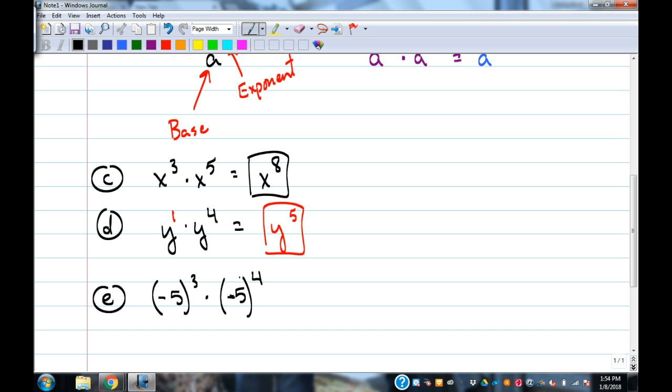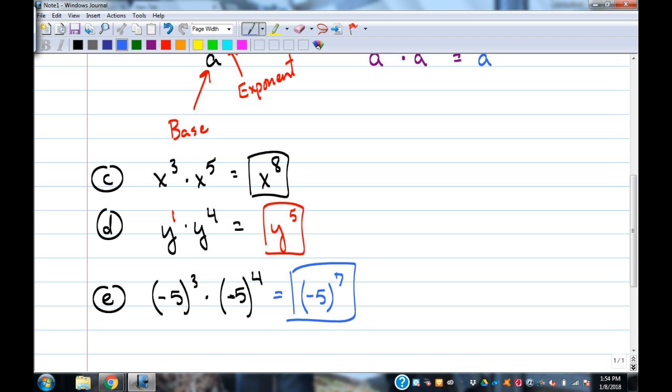What's the base for this problem? -5. Notice that it's in parentheses. That's important because that's saying, okay, -5 is raised to the 3rd power. -5 is raised to the 4th power. Those parentheses are going to be important when you start looking at these problems. So that means these parentheses need to be here when I write my answer with the base of -5. Base of -5, what's the exponent on the answer? 7. So 4 plus 3 is 7.